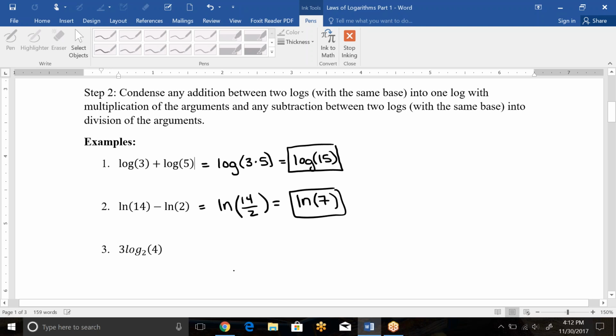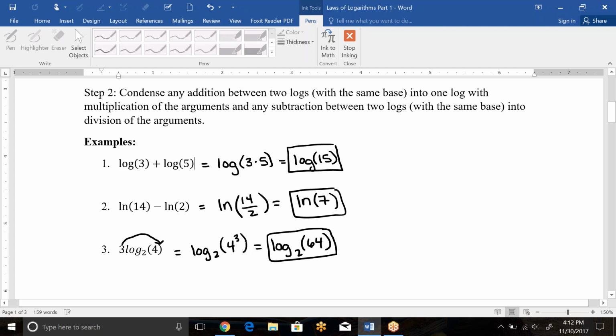Okay. For the next one, notice there's a number in the front. So none of these had any numbers in front of their logs, so we were able to just combine adding and subtracting into multiplication of arguments and division of arguments. This one, though, has a coefficient up front, so our first step is going to be to place it back up top as a power. So this would become log 2 of 4 to the third, and then typically we would work this out. So 4 to the third is 4 times 4, which is 16, times another 4, which is 64.